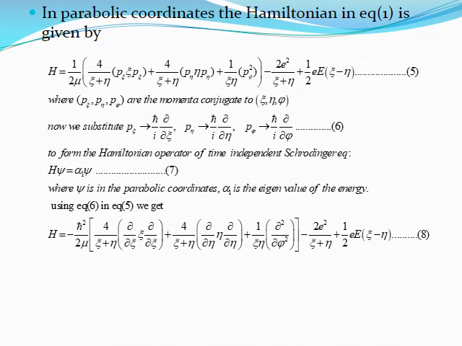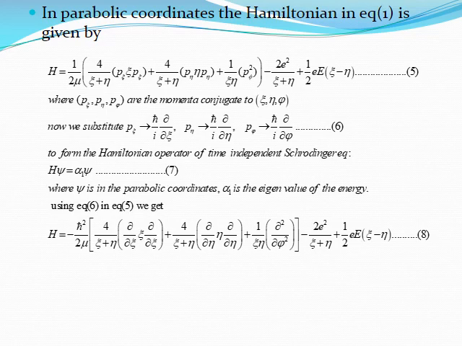In parabolic coordinates, the Hamiltonian in equation 1 is given by H = 1/(2μ) [ (4/(ξ+η)) p_ξ ξ p_ξ + (4/(ξ+η)) p_η η p_η + (1/(ξη)) p_φ² ] − 2e²/(ξ+η) + (1/2) eE (ξ − η). This is equation 5, where p_ξ, p_η, p_φ are the momenta conjugate to ξ, η, φ.